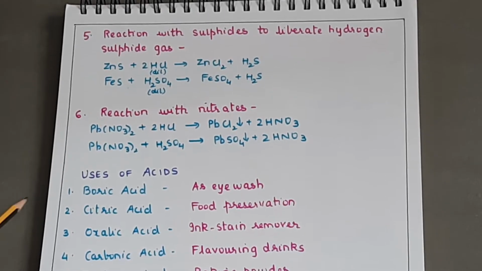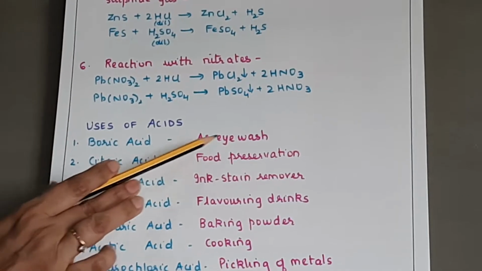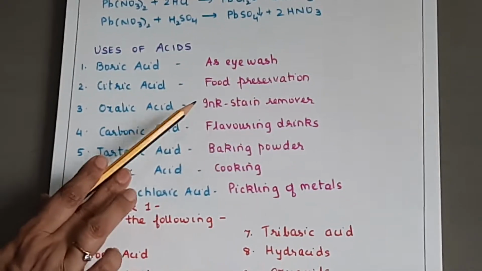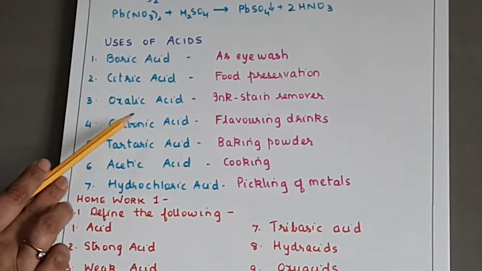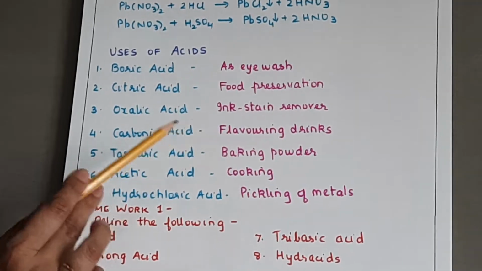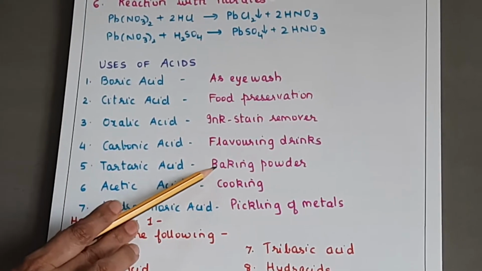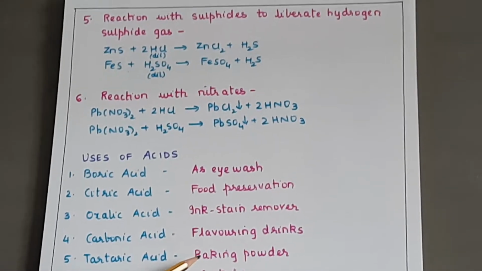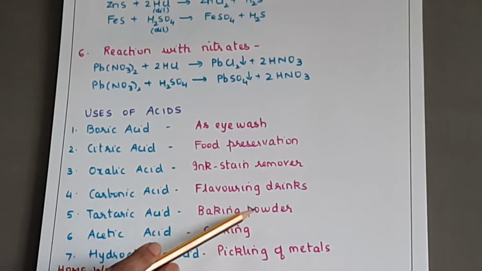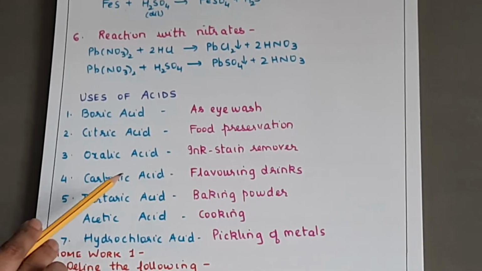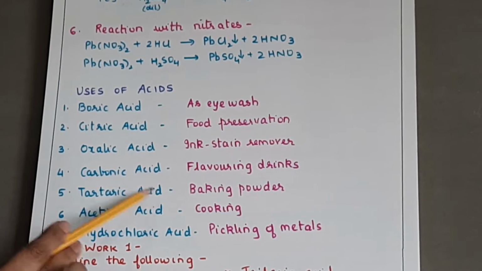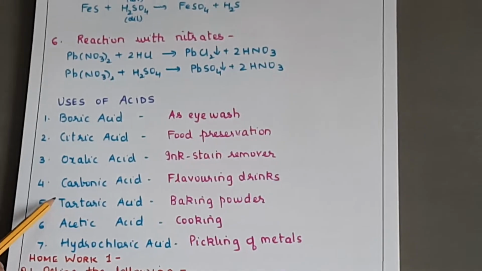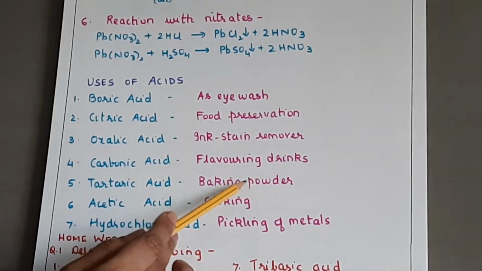Now the uses of the acids. Boric acid is used as an eye wash. Citric acid is used in food preservation. Oxalic acid is an ink stain remover. Carbonic acid is used for flavoring drinks. Tartaric acid is used in baking powder. Now baking powder, you have to understand the difference between baking powder and baking soda. Don't get confused. Baking soda is just sodium bicarbonate, and baking powder is a mixture of sodium bicarbonate plus tartaric acid, that is NaHCO3 plus tartaric acid together forms baking powder.